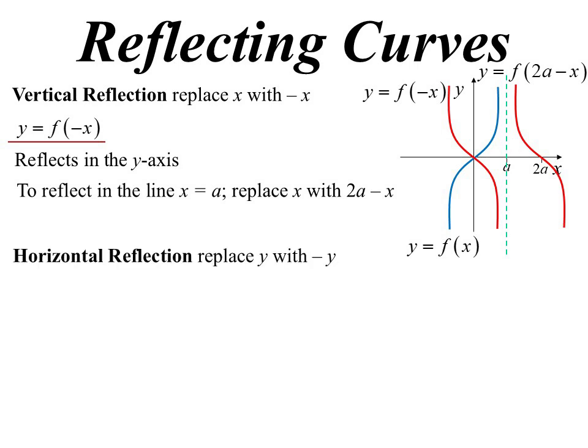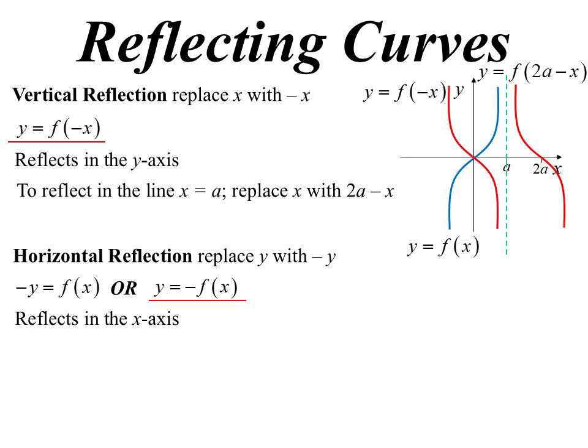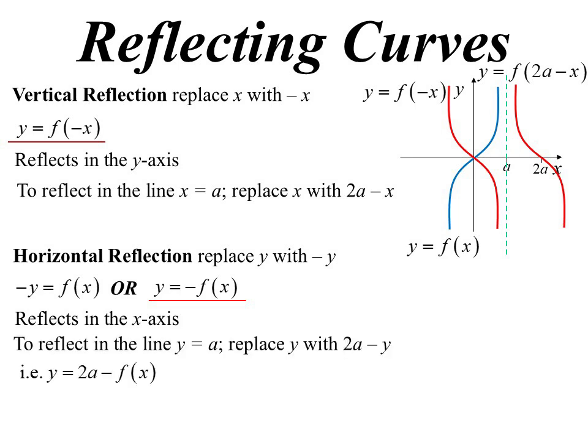Horizontal reflection. So if I'm flipping something horizontally, it's the y values that are changing. So now I replace y with negative y. We replace the y with the negative y, but we usually see it as y equals negative function x, but effectively that's what we've done. That reflects in the x-axis. If we wanted to reflect in some other horizontal line, same idea. I'll replace it with 2a minus y, and that'll combine the reflection and the translation.